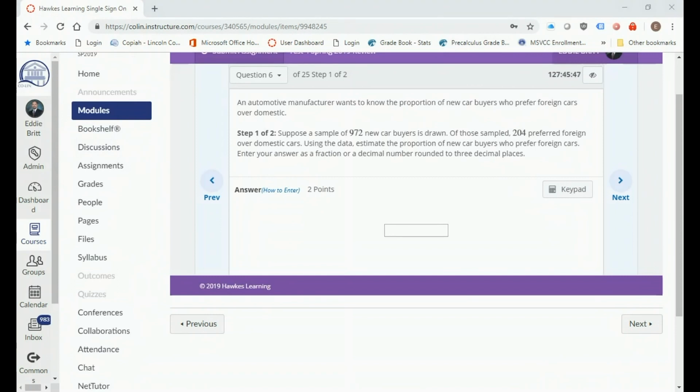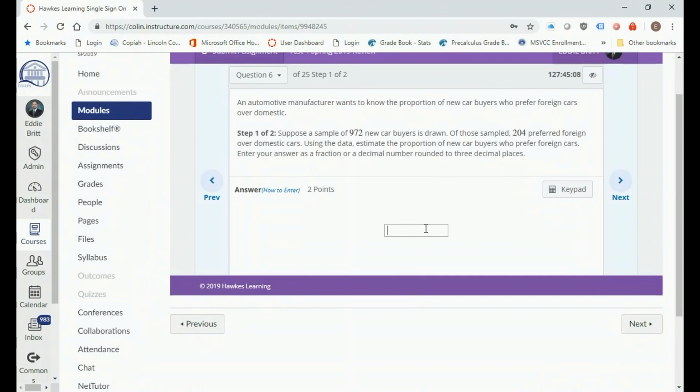This problem says we want to know the proportion of new car buyers who prefer foreign cars. So you have a sample of 972, and of those, 204 prefer foreign over domestic. Estimate the proportion of new car buyers who prefer foreign cars. So it's just part over total. It says I can enter it as a fraction or a decimal. So I'll just enter it as a decimal.